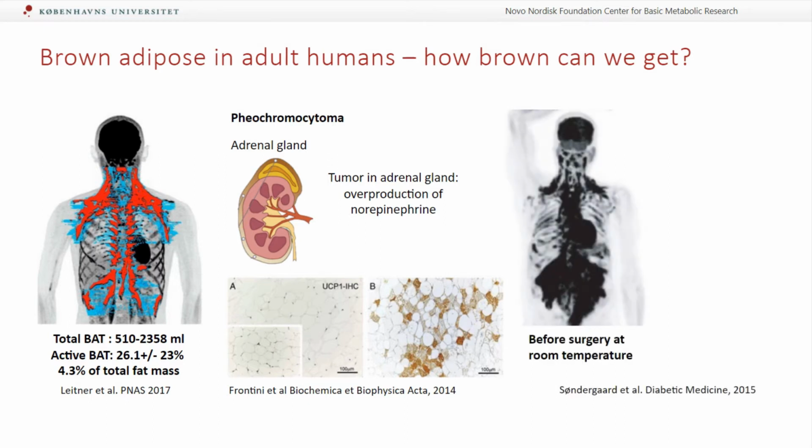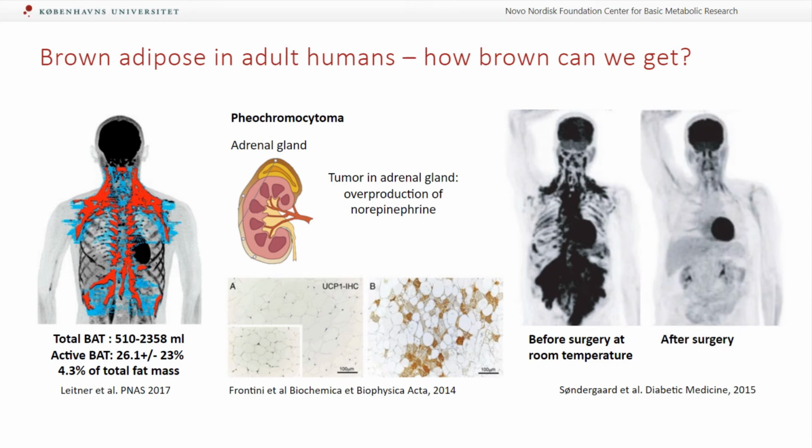So here's a case study of a patient with pheochromocytoma, where this person has had this condition for a long time. You can see that there is an extreme amount of brown fat in the classical regions, but also in the visceral abdomen region. And this was done in a room temperature scanning, so he was not even subjected to cold. And after removal of the tumor, this effect was removed as well.